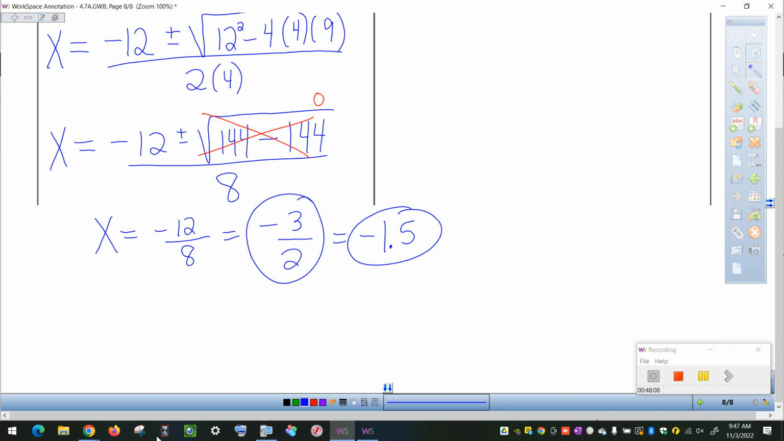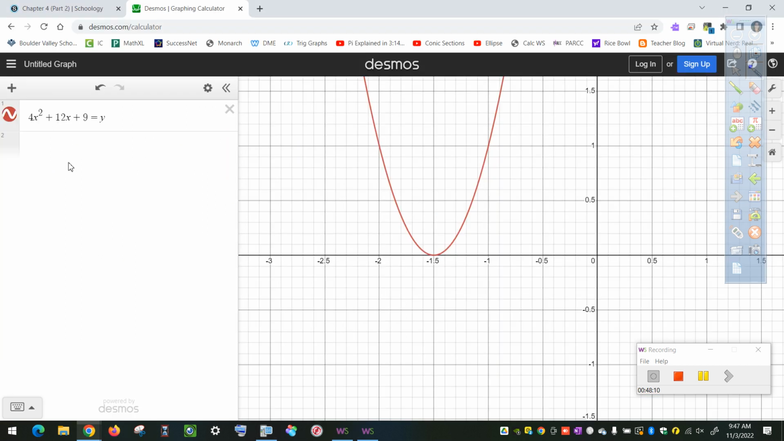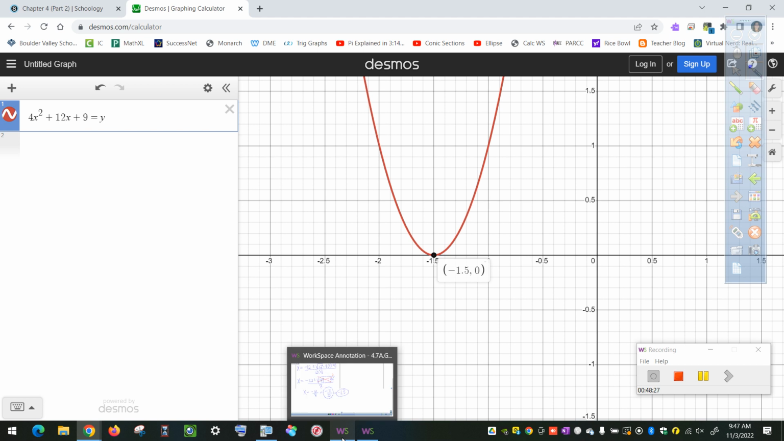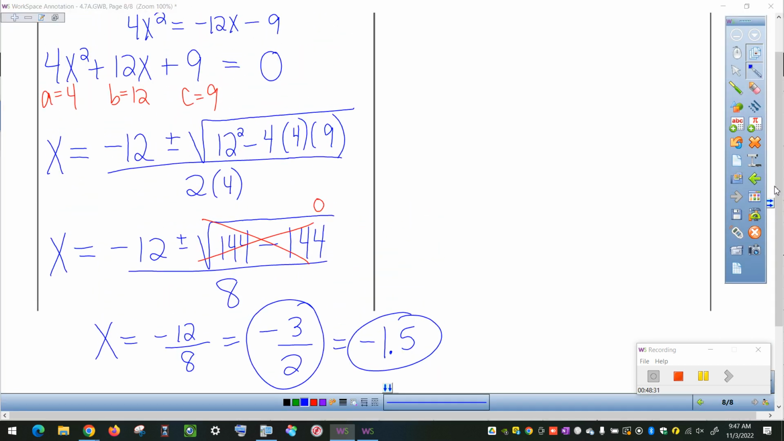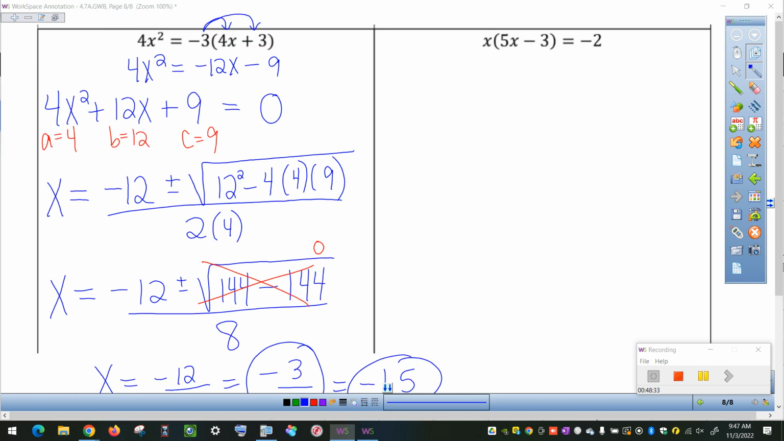So when we take a look here at the graph, you can see that's the same equation that I typed in. If there's only one x-intercept, the x-intercept is the vertex. And sure enough, yep, it's at negative 1.5. Still means the same thing, there's just only one of them. Okay, so that's a situation that could happen. There's one last situation that we might see, and that's what we're going to look at in this last problem.